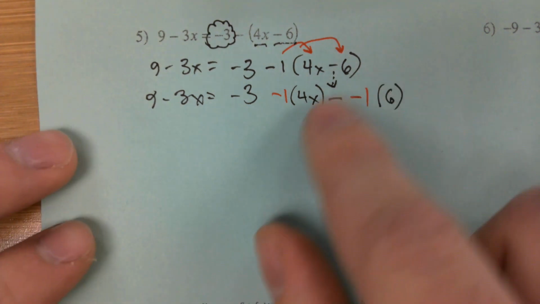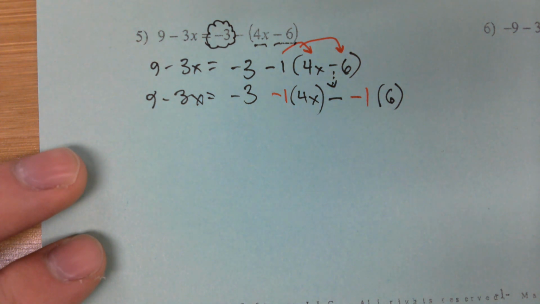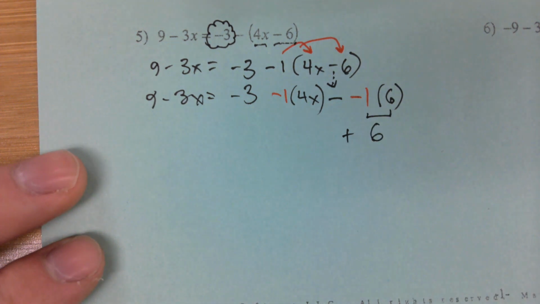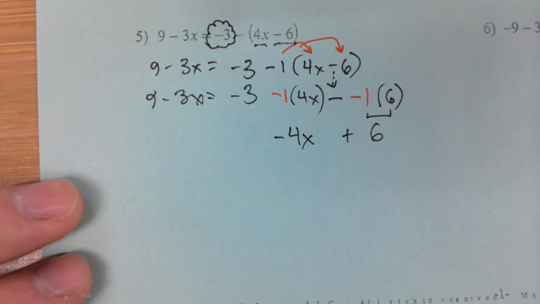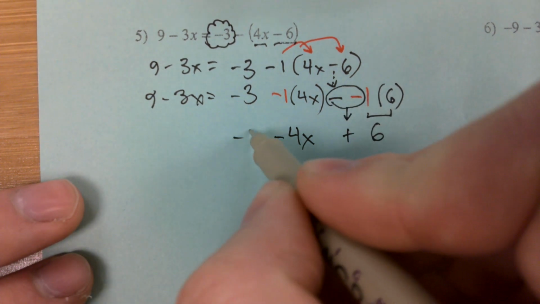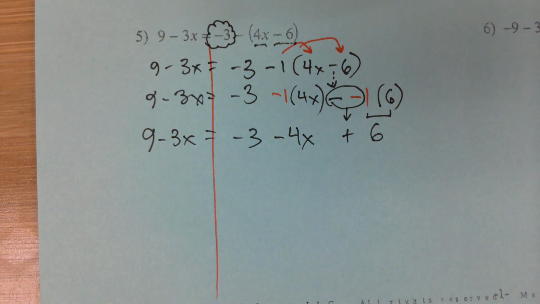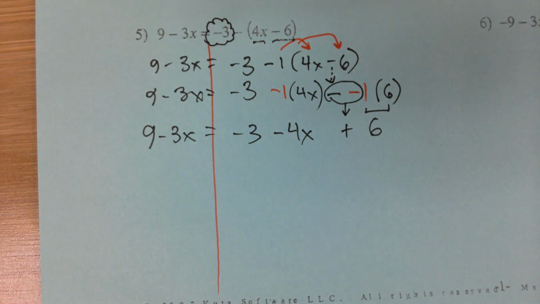That's right. 2 negative signs next to each other, Leslie, are going to make what? A positive, right? 1 times 6 gives us 6. Negative 1 times 4x gives us negative 4x. And that negative 3 is still out in front. Left side's untouched. Should have split my equation at the beginning. But there it is.